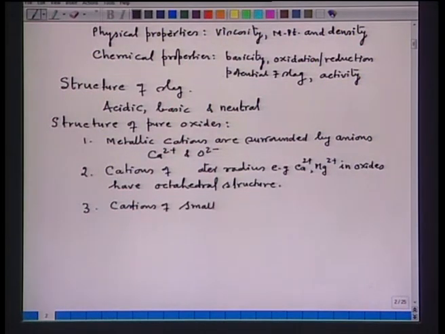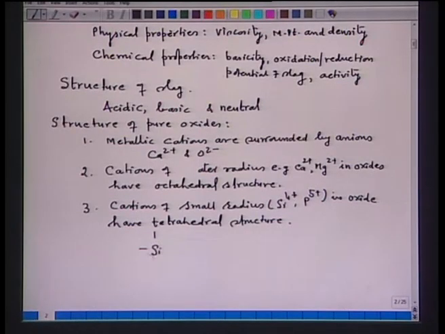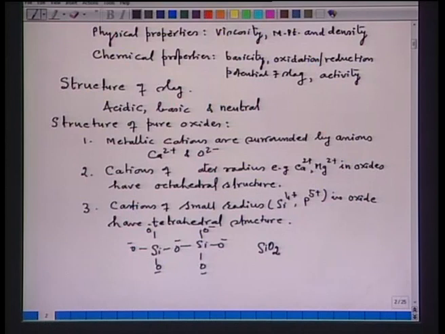Whereas cations of smaller radius, say Si4+ and P5+, in oxides have tetrahedral structure. For example, in SiO2, each silicon atom is surrounded by 4 oxygen ions and each oxygen ion is surrounded by 2 silicon atoms. So, this structure repeats in 3 dimensions and gives us an oxide like SiO2, which is electrically neutral.